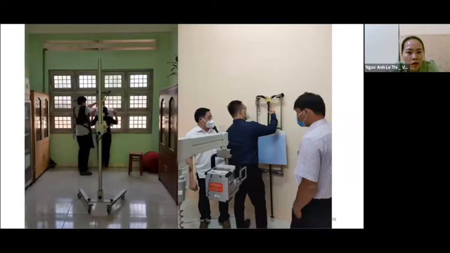Next, please. So this is the way that people set up the system when they do the active case finding as well. As you can see, most of the places where they set up the UP system are at community health level, community health stations. Next, please.